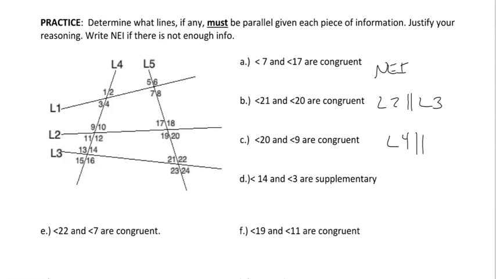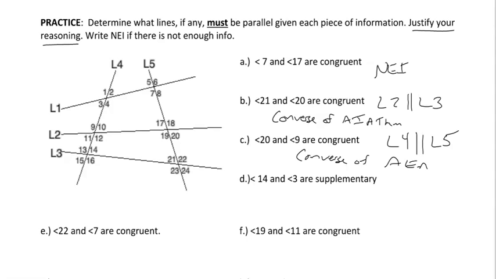L4 is definitely parallel to L5. And if I had to give a reason, I think it also tells us that we're supposed to give our reason. Justify your reasoning. This one is not enough information. These ones were alternate interior angles, I believe. Let's see, 21 and 20. So this one would be the converse of AIA theorem. This one would be yes, because of the converse of AIA theorem. That's why.